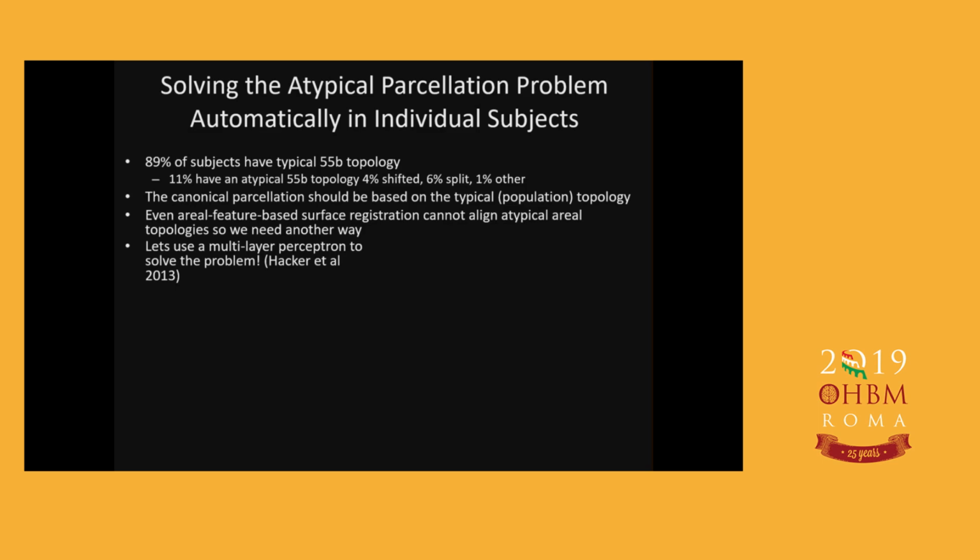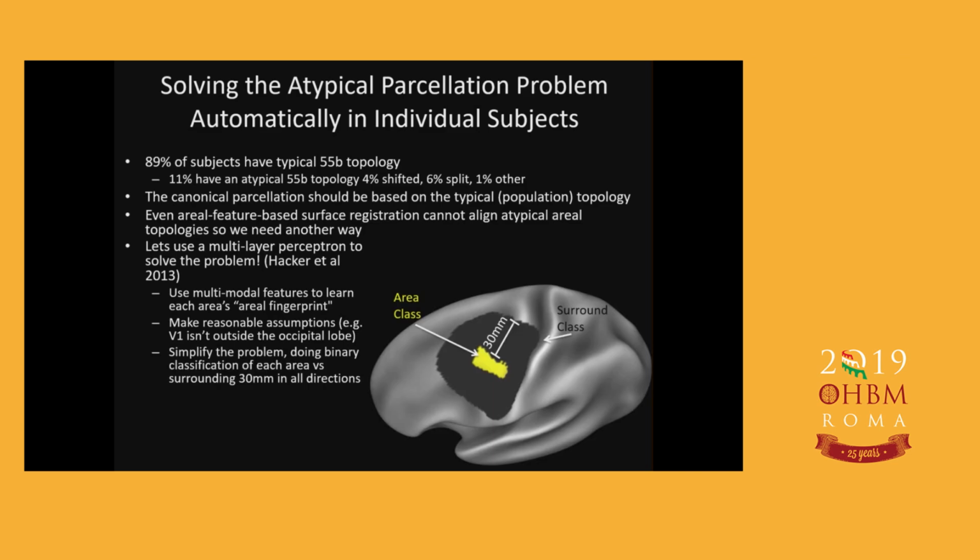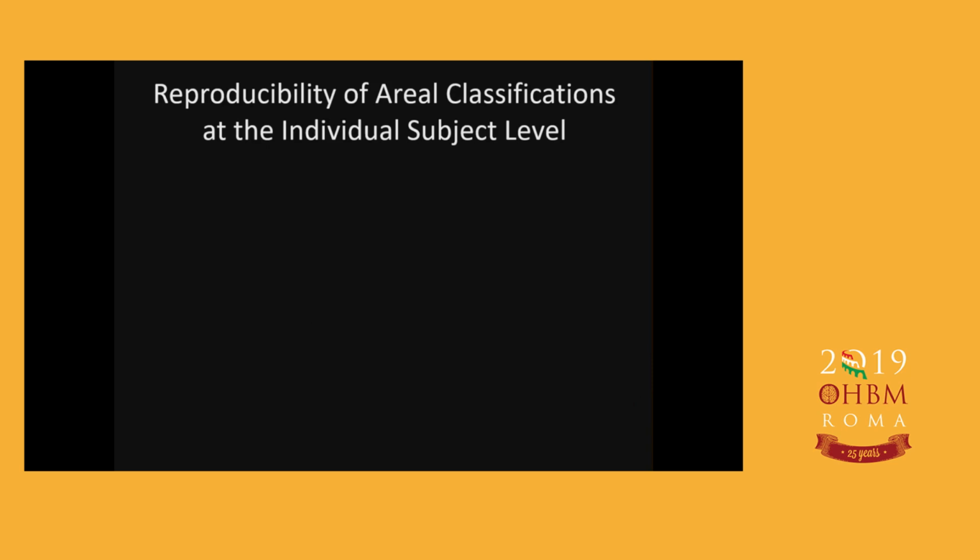So we'll use a multi-layer perceptron to solve this problem. We'll use multimodal features to learn each area's areal fingerprint. We'll make a few reasonable assumptions, like V1 is not outside of the occipital lobe. We'll simplify the problem using an area class and its surround, and a good distance away from the boundary where the area is likely to be. We'll combine across the 180 areal classifiers to find the highest areal probability.